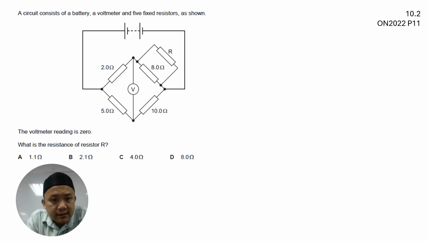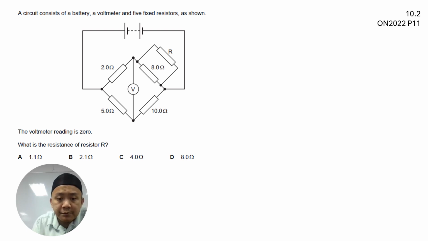The circuit consists of a battery, a voltmeter, and 5 fixed resistors as shown. So this circuit is also known as a Wheatstone bridge circuit, where essentially you have all the resistors arranged in a diamond-shaped circuit. In fact, this can be rearranged into something that is less intimidating and much more familiar to what we have already seen in class.